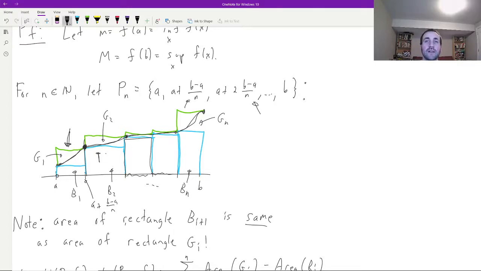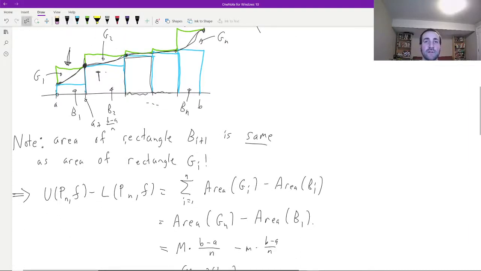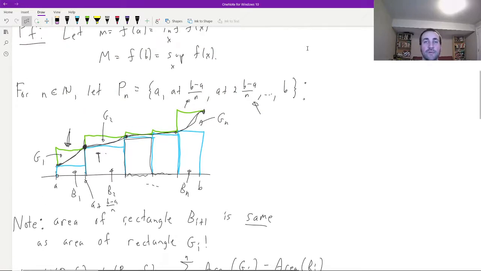What does that mean? Well, we notice that if we're looking at the definition of our upper bound, U of Pn, f, and subtracting off the lower bound, L of Pn, f, what we're doing is we're adding up all of the areas of these blue rectangles and subtracting off the area of the green rectangles. Oh, sorry, the opposite of that. We're taking the green rectangles and subtracting the blue ones. And we notice that this first green rectangle exactly cancels with the second blue rectangle. The second green rectangle exactly cancels with the third blue rectangle, and so on and so forth.